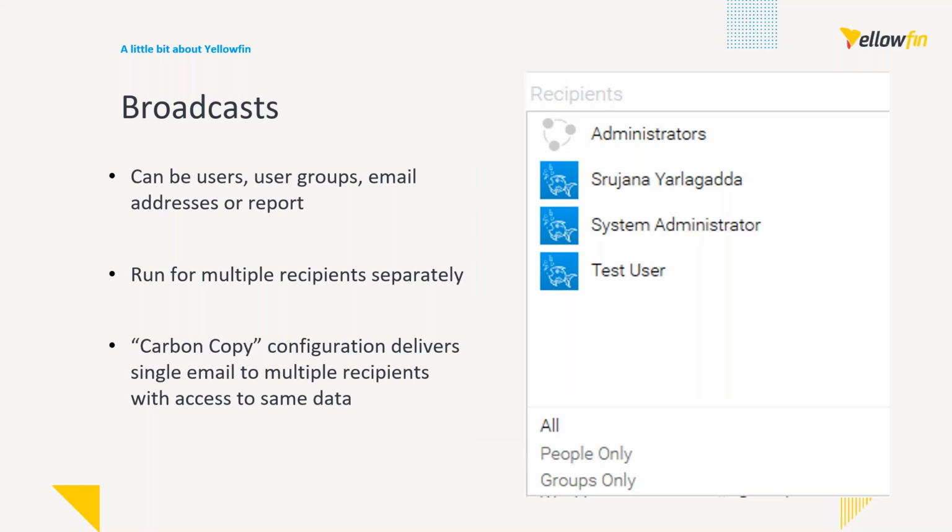For multiple recipients that have access to the same data, you can set up a carbon copy configuration. This allows a single email to be generated and sent to the first user, with the remaining recipients being sent a carbon copy.